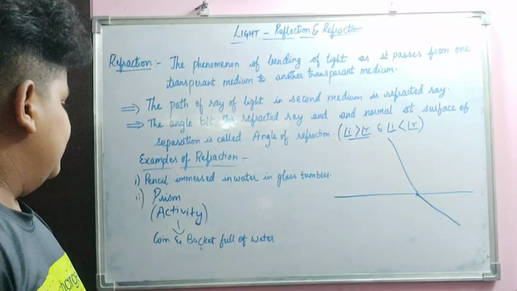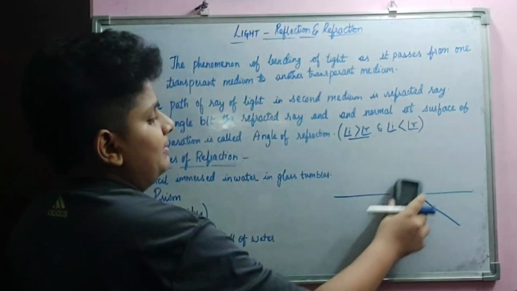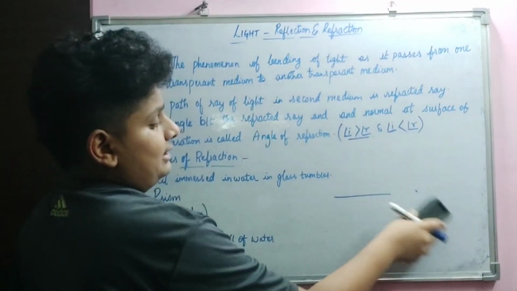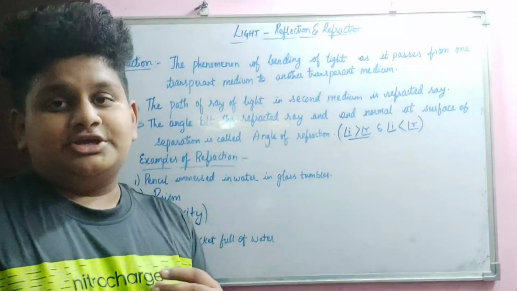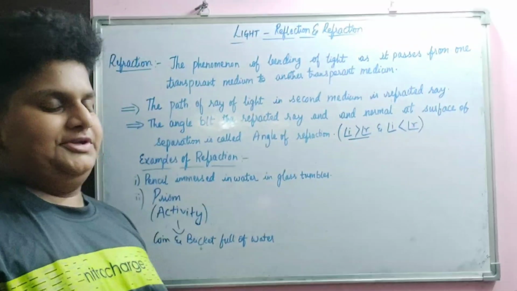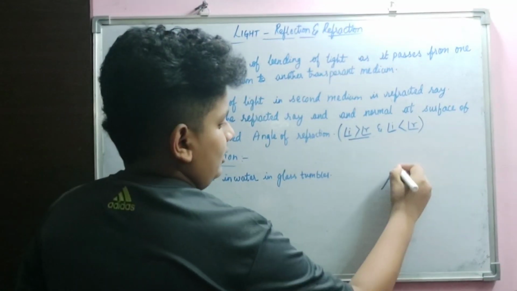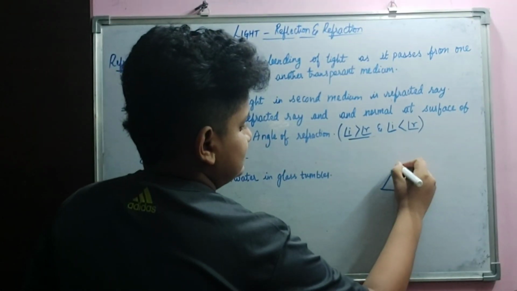Another example is a prism. What is a prism? You will learn about the prism in the coming chapter on the human eye. You will see the video of the human eye in the further videos. A prism is like this.